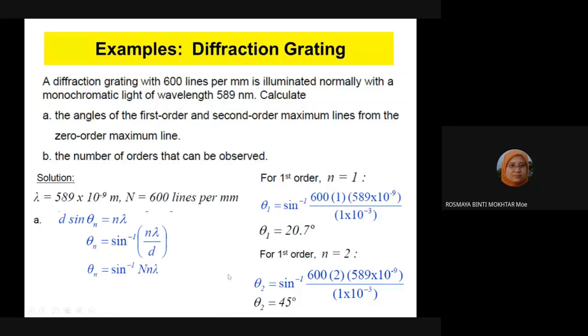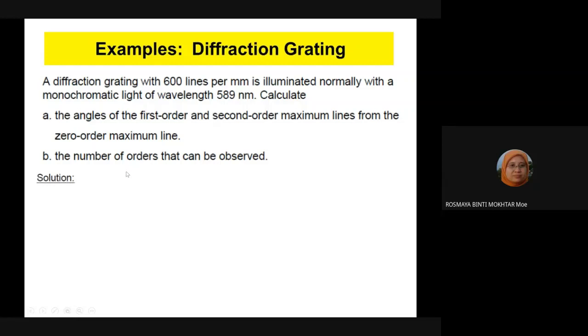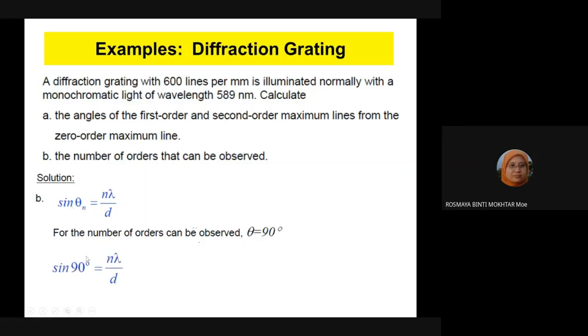No. Okay, then we go to B, the number of orders that can be observed. So you use also the same formula, d sin theta equals m lambda. So cross multiply becomes m lambda per d. For the number of orders, we can substitute theta equals 90 degrees, because if the angle is 90 degrees, it cannot be shown on the screen. So theta equals 90 degrees, substitute into here. So you'll get sin 90 degrees equals m lambda per d. Then substitute m order for 1 and lambda.